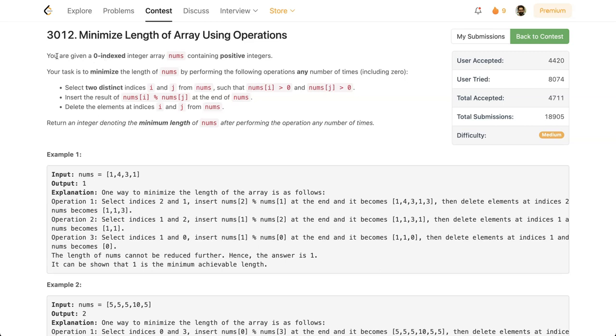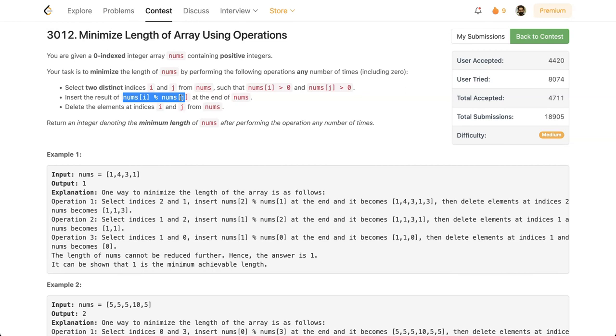Okay, the problem says you're given a zero-indexed integer array, nums, containing positive integers. Your task is to minimize the length of nums by performing the following operation any number of times, including 0. The operation is that you can choose two numbers, remove them, and instead add nums[i] % nums[j] at the end.